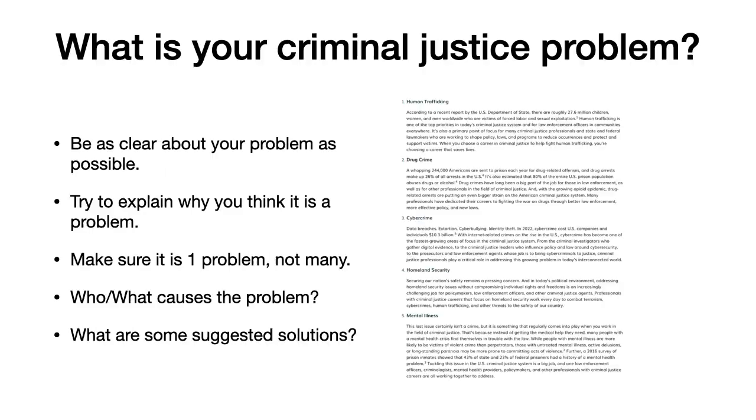So in order to do that, right, you'll need to do some criminal justice research, and then you're going to be as clear about your problem as possible. I've listed 5 problems that a professional website in criminal justice listed as things that students might be interested in studying if they want to go into criminal justice as a career, and that includes human trafficking, drug crime, cybercrime, homeland security, mental illness, but there could be all sorts of other issues you're interested in as well. Whatever you think you want to study, just make sure that you're clear about it, and then try to explain why you think it's a problem. Make sure it's one problem and it's not 4 or 5 different problems.